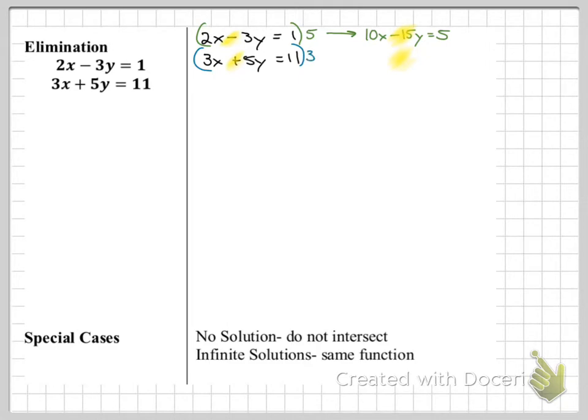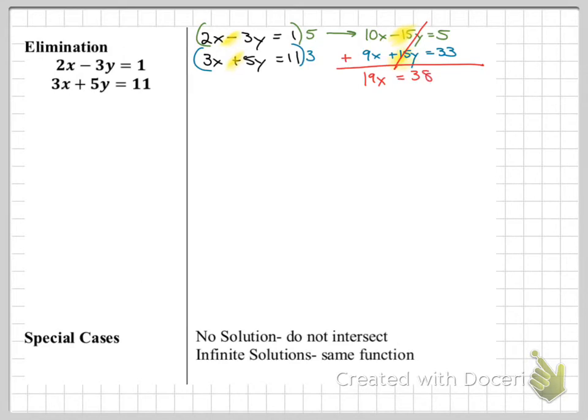Distribute the 3 to everything. 9x, it becomes plus 15y, that's what I wanted, equals 33. So you choose the numbers that you're going to multiply by. Sometimes it's one equation, sometimes it's both equations, so that the variables have the same coefficient with opposite symbols, one with the plus, one with the minus. Then you take your equations and you add them together. Sometimes this is called the addition method, because when I add them together, I get 19x, but look, the y's cross out, and it just equals 38.